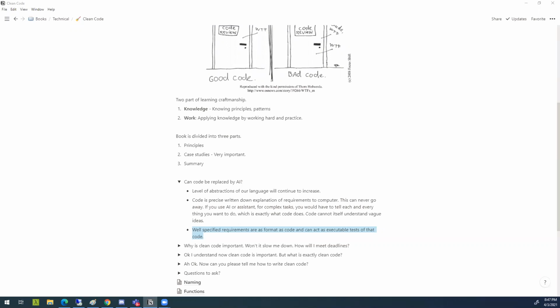Cool. And adding Ayush's point, as functional languages develop more, the level of abstraction will increase, but still to execute a functional language, we need to write code, right? And yeah, that's an absolutely great point.